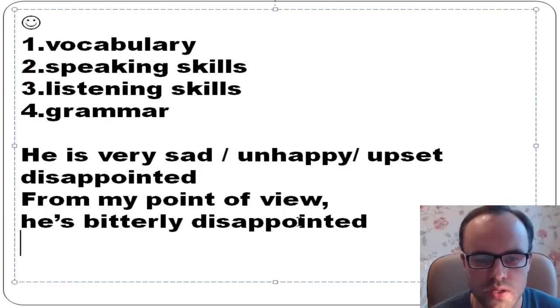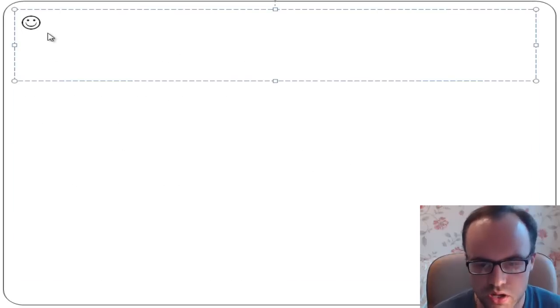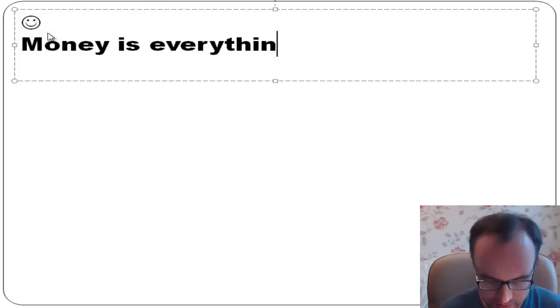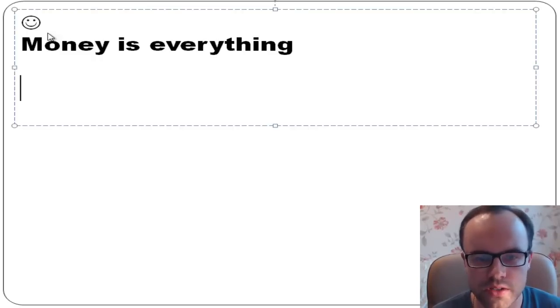Okay, but anyway, let's look at one more example. For instance, you can see a statement such as, money is everything. Money is everything, and you need to say something about it. So do you agree or disagree with this statement? Money is everything. Let's compare two possible answers of elementary students and more advanced students.